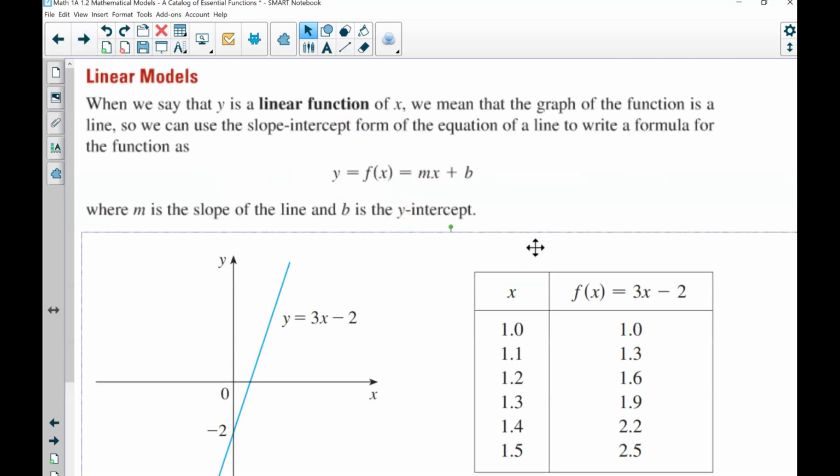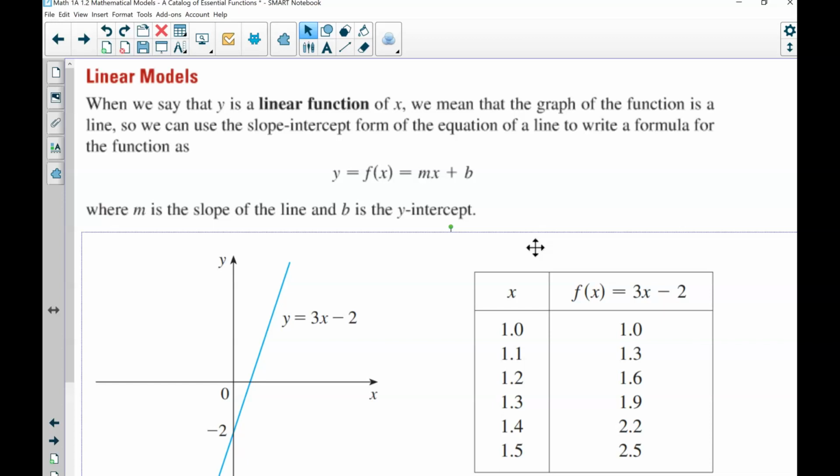Now, the first one we're discussing is linear models. When we say that y is a linear function of x, we mean that the graph of the function is a line, so we can use the slope-intercept form of the equation of a line to write a formula for the function, which is y equals f of x equals mx plus b, where m is the slope and b is the y-intercept.